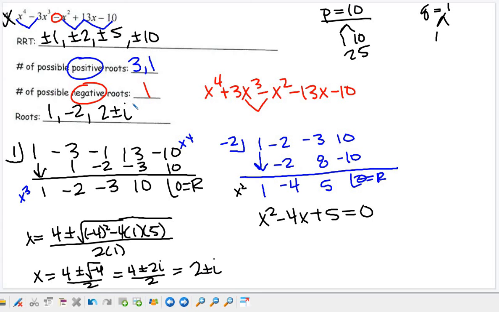So there we have our first imaginary. 2 imaginaries, I suppose. So notice we have 1 positive, 1 negative, and 2 imaginaries. Okay? That gave us our 4 roots.